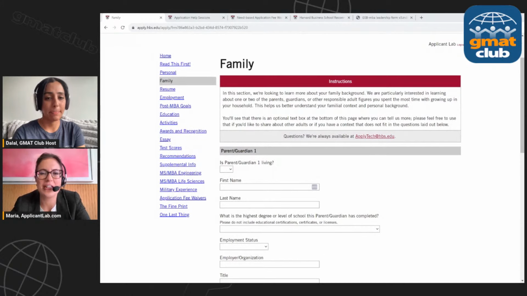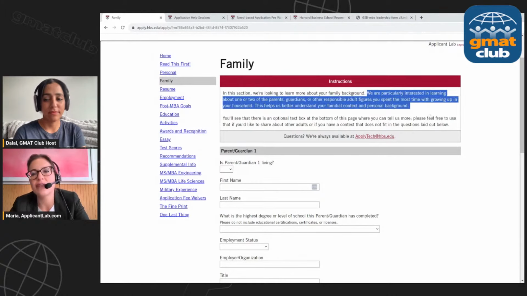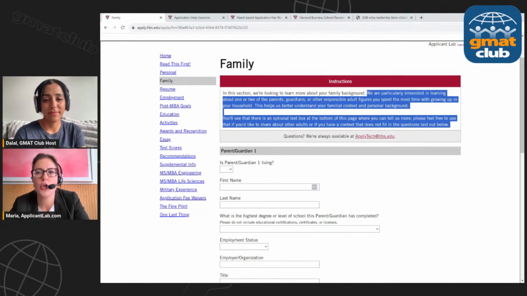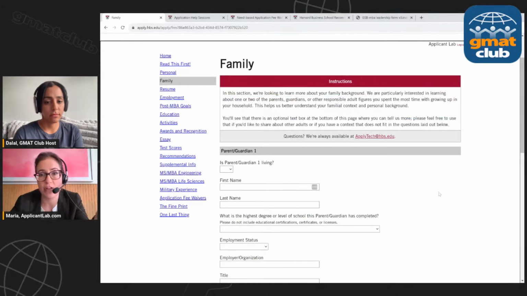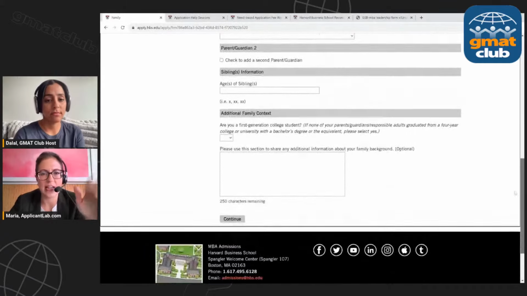This is also interesting because in the past it used to simply say, we're looking to learn more about your family background, and that was pretty much it. And so now they have provided a lot more context. So they want to know the one or two adults that you spent the most time with growing up in your household. So it does not necessarily have to be your biological parent. If you were primarily raised by somebody else, you can enter in their information instead.